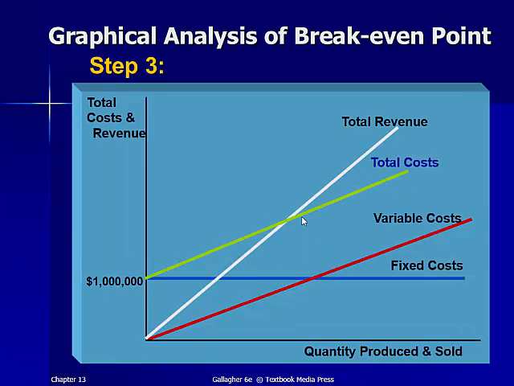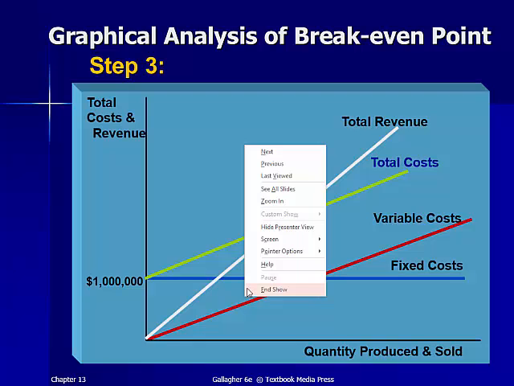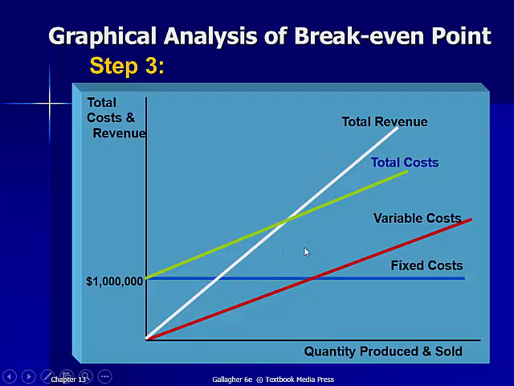And we can superimpose the total revenue line on there. The white line: if I don't sell anything, I don't have any revenue. The more I sell, the more revenue I have. How much more? Well, it depends on what the price per unit is. So if my sales price is $800, if I sell one more unit, my revenue goes up by 800. If I sell another unit, it goes up another 800. So the slope of the white total revenue line is your price per unit.